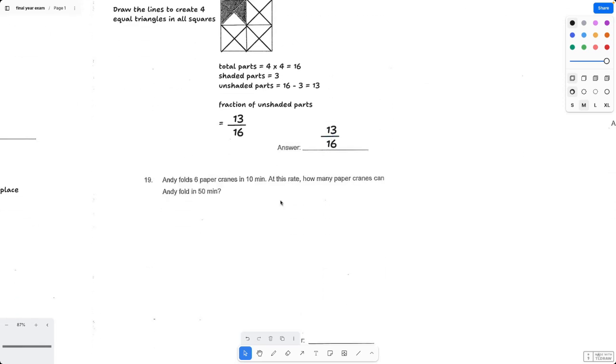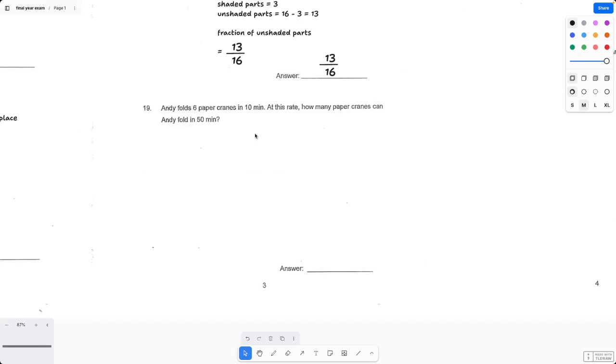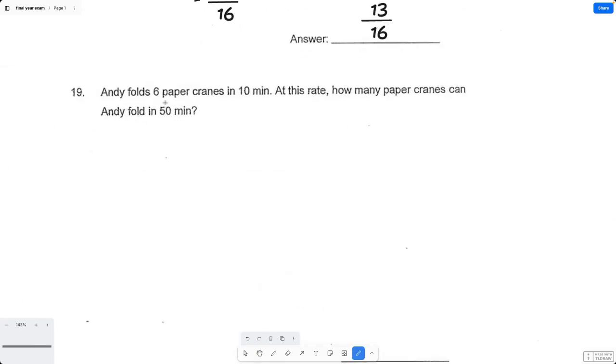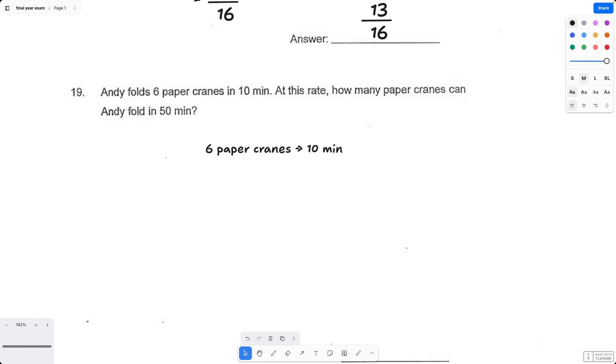Okay, next one. Question 19. Question 19 says Andy folds 6 paper cranes in 10 minutes. At this rate, how many paper cranes can Andy fold in 50 minutes? Okay, so what you can do is you can write 10. Okay, so you can write 6 paper cranes. And this will give us 10. It requires 10 minutes, right? So you can reverse this. Okay, 10 minutes equal to 6 paper cranes.